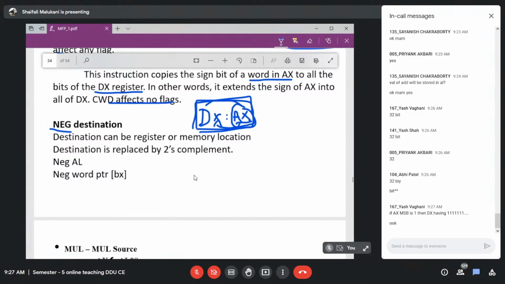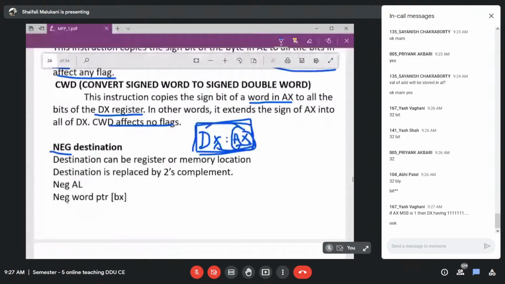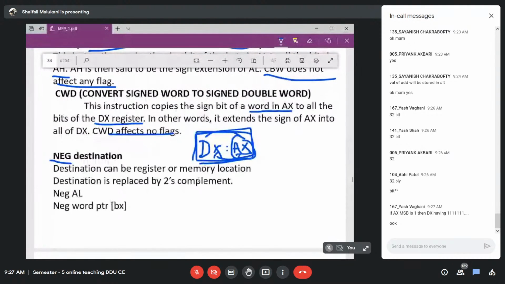No flags are affected by both the instructions. Negate instruction, what will it do? Negate instruction is obtaining the two's complement of the word, or I mean whatever the destination is.